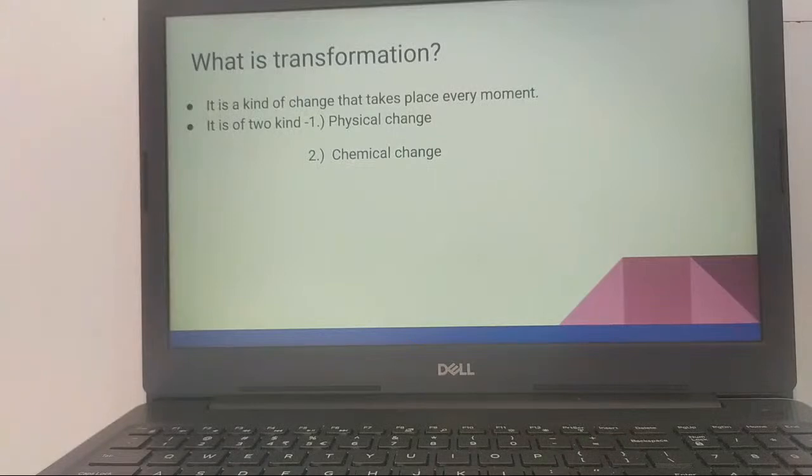So in all these three examples, we don't find any change in the original substance. The original substance remains the same. Only the state of the substance is changing in all three examples. So we consider it a physical change.